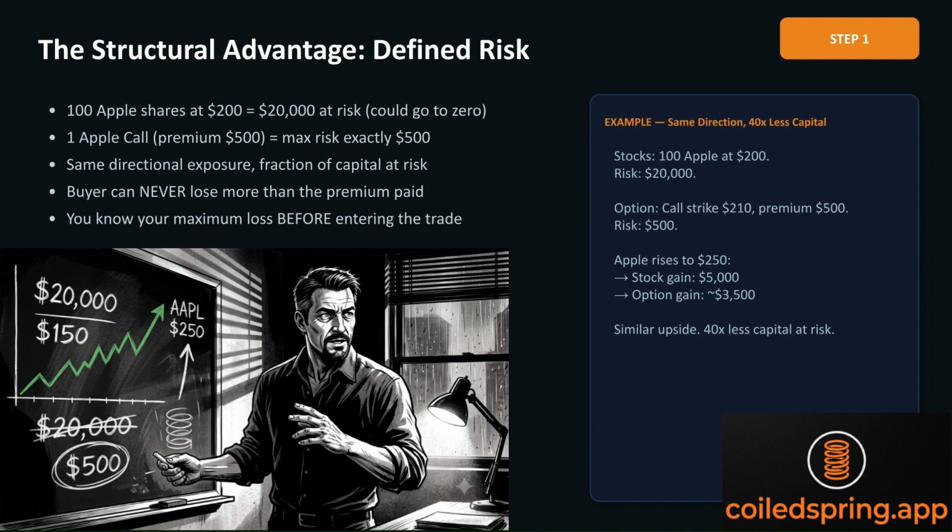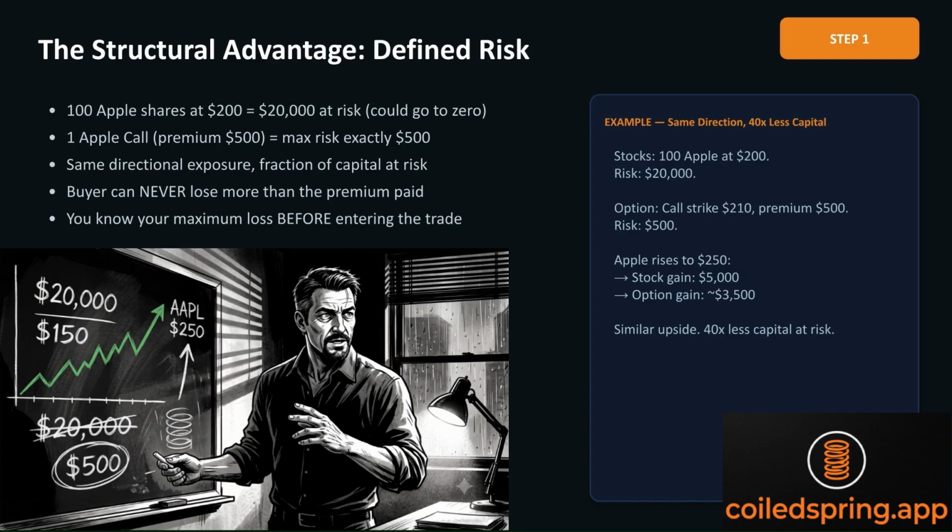Now consider this. You buy a call option on Apple instead. Strike price $210, premium $500. That $500 is everything you can ever lose. Not $501. Exactly $500. The position is defined before you enter the trade. You know your worst case before the market even opens tomorrow. And here's what makes this remarkable. The directional exposure is similar. If Apple goes up, both positions benefit. The option doesn't give you an identical return to owning the stock, but the direction of the trade, the bet you're making, is fundamentally the same.